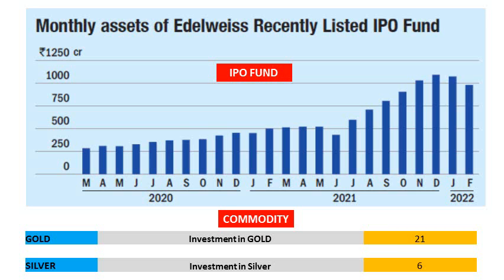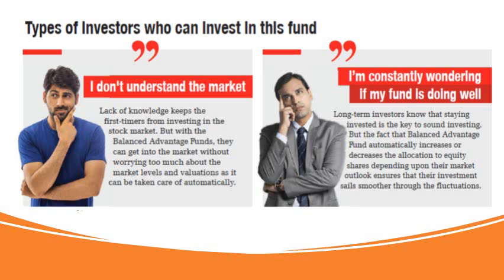Last one is commodity. Gold also has separate ETF funds. Many funds are there, 21 funds are available in the market. Silver also has separate ETF funds available. Recently, 2-3 months back, they got approval from SEBI. So ICICI and others are there in the market. Around 6 funds are available for silver also.